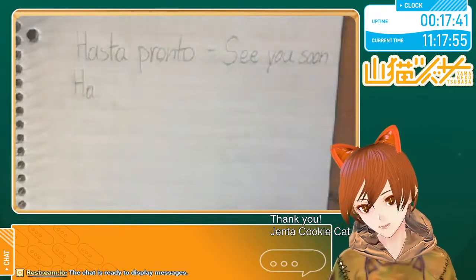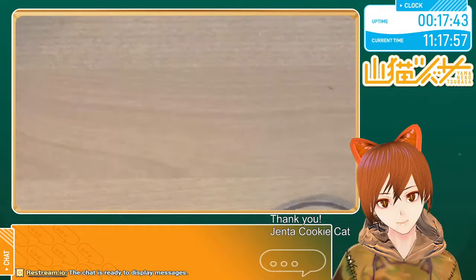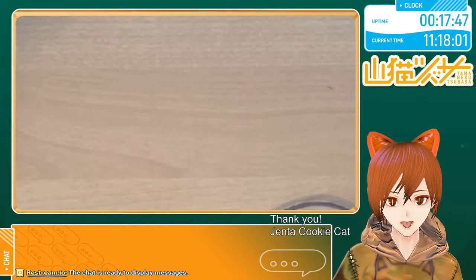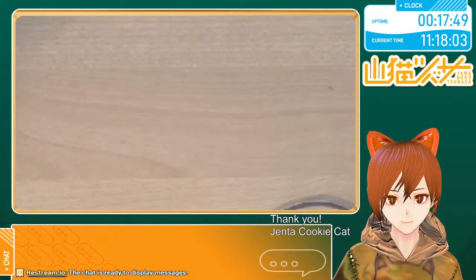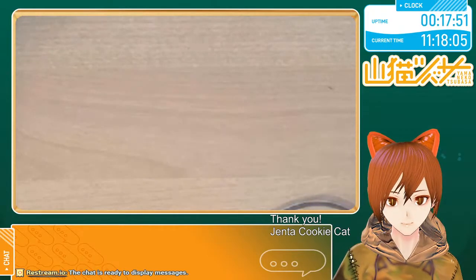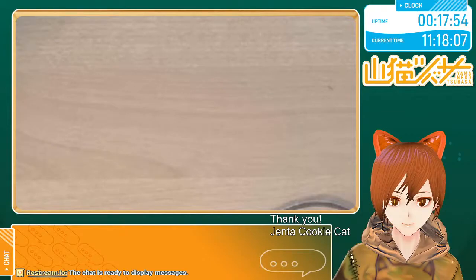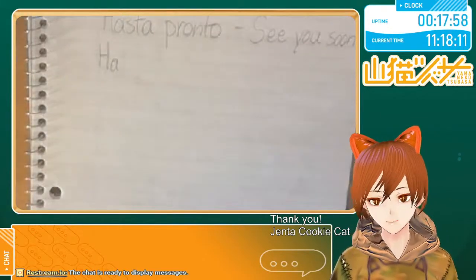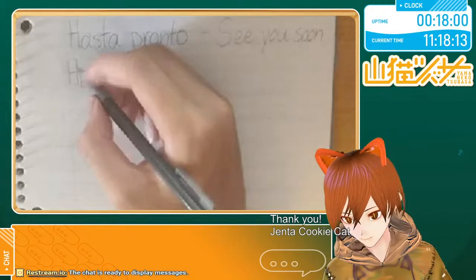Oh, you know what? I just realized we have a lot of other stuff we did in this notebook. I see the words through the pages. Alright. That's okay.